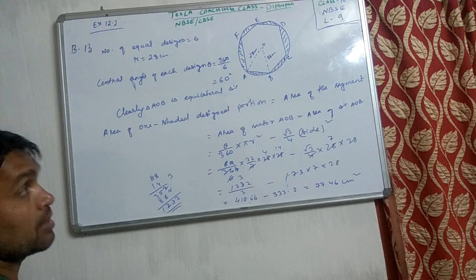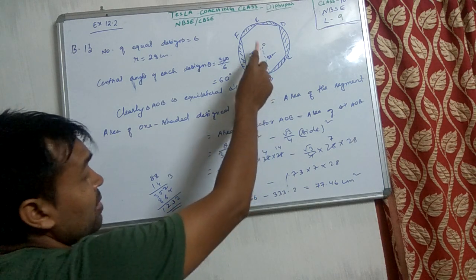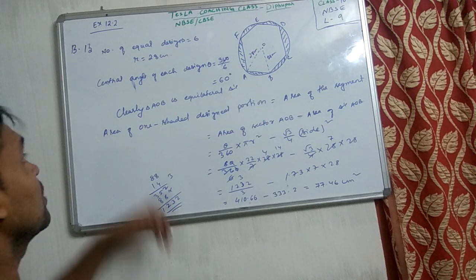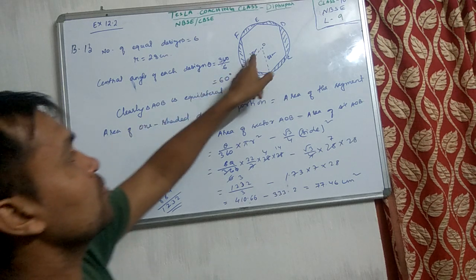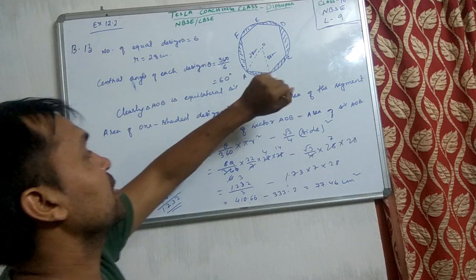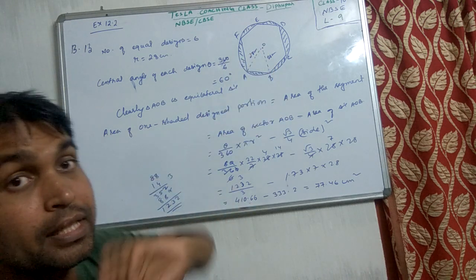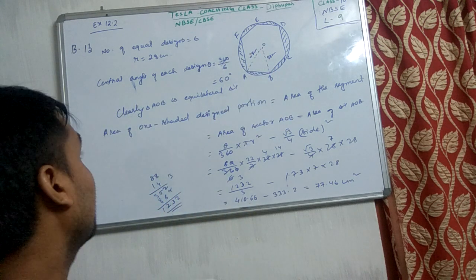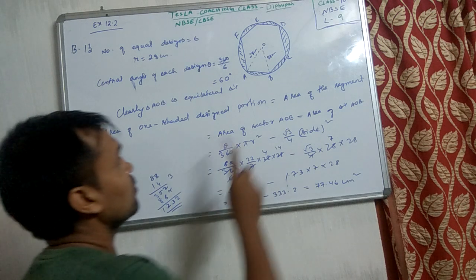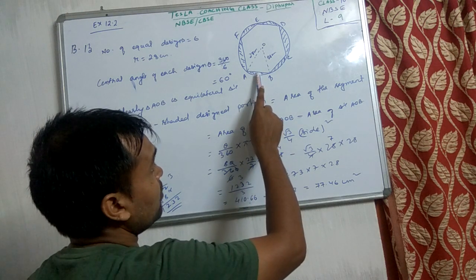60 degrees. That means this angle is 60 degrees. So clearly we can say this is 28, 28 and the angle is also 60 degrees. So this is AOB, it is an equilateral triangle. Now we are going to find the area of one shaded portion.